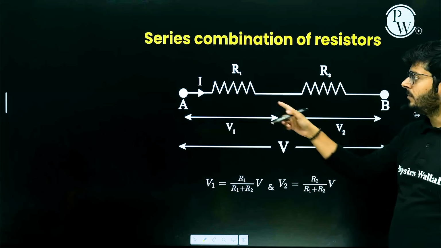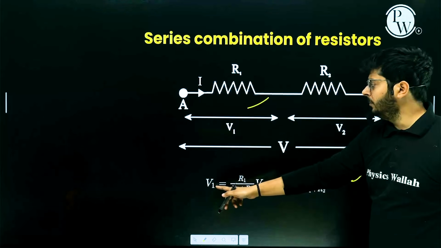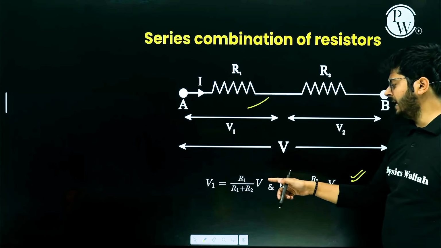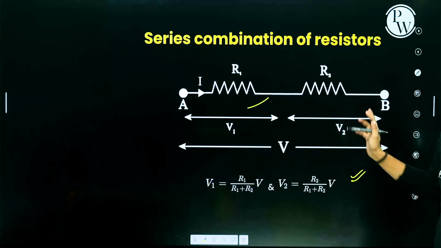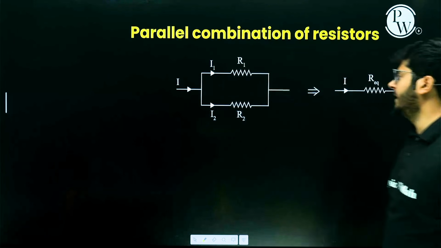So what will be the potential drop across the first one? What will be the V1? V1 will be R1 upon net resistance R1 plus R2 into the total voltage V. And similarly, V2 is going to be R2 upon R1 plus R2 into V. I believe the idea is very clear.